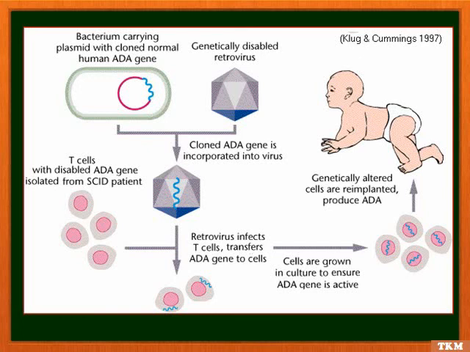So what they actually did in this gene therapy: a bacterium carrying plasmid with cloned normal human ADA gene, it was genetically inserted into a genetically disabled retrovirus, and the cloned ADA gene that was incorporated into the virus was then infected into the T cells, and those ADA genes were then transferred to the cells. Cells were grown in culture to ensure the ADA gene is active, and these genetically altered cells were reimplanted to produce ADA.